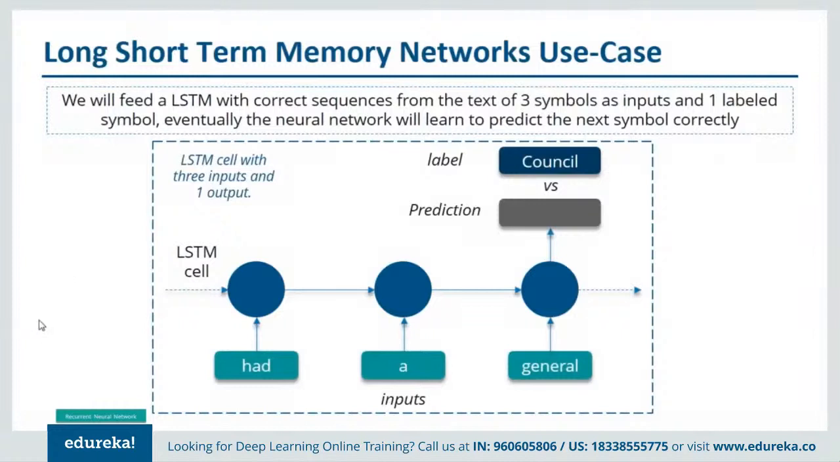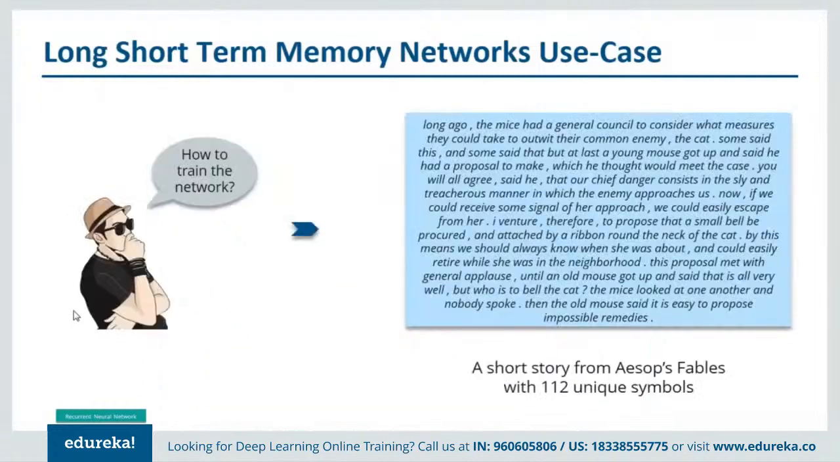So obviously, we need to train it on something. Let us see what we are going to train it on. We'll be training our LSTM to predict the next word using a sample short story that you can see over here. It has basically 112 unique symbols, so even comma and full stop are considered as symbols. Alright, so this is what we are going to train it on.